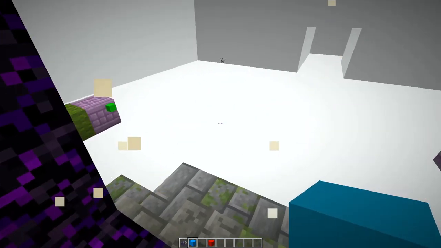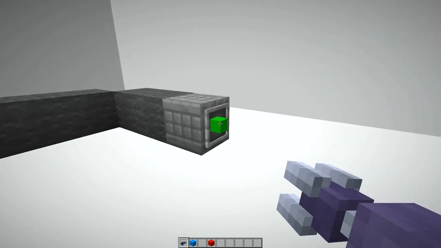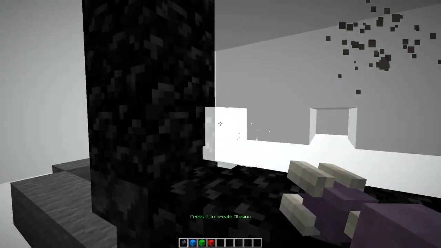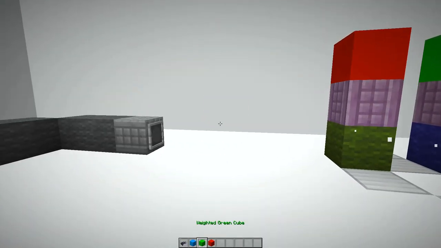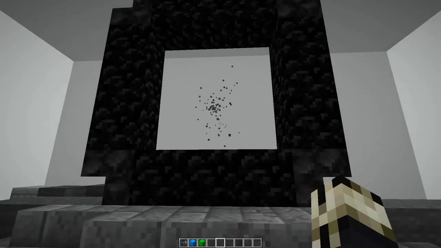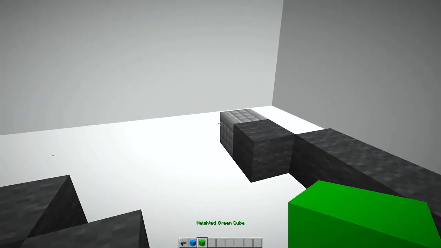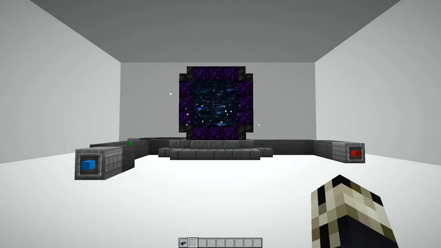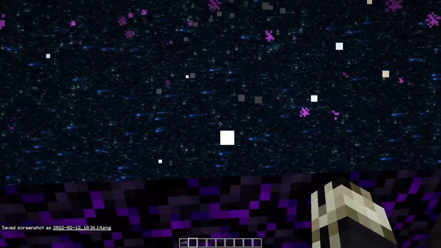Wait a second, what did I mess up here? Red needs to go on green. I just messed up the plate. And green on blue. And then process of elimination leaves us with... I don't know if I like that. Really don't like that.